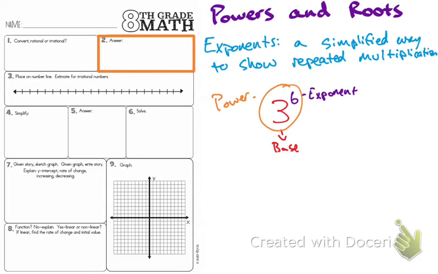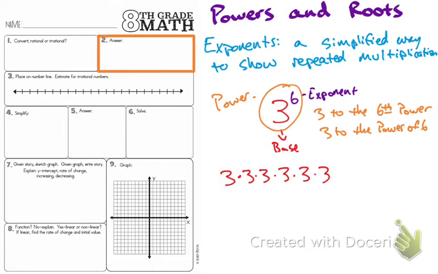And there are two different ways we could express this power. We could say 3 to the 6th power, or we could also say 3 to the power of 6. Both of those descriptions are describing exactly the same thing, just in a slightly different way. Now, just like we said, exponents or powers are showing us repeated multiplication. So I'm going to go ahead and write this problem out. It would be 3 times 3 times 3 times 3 times 3.